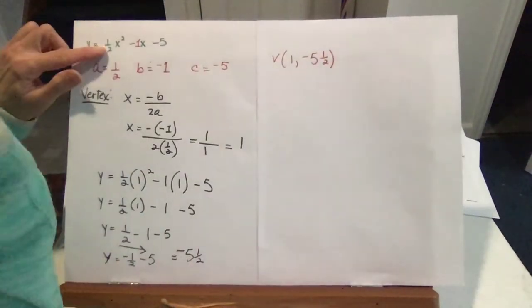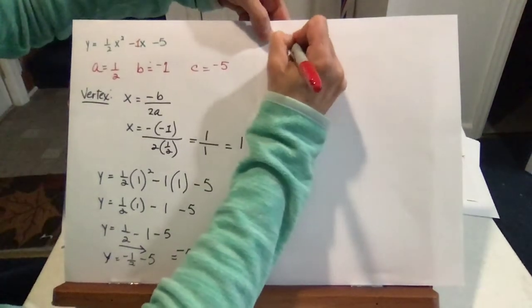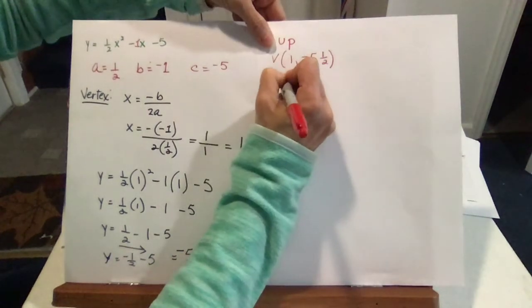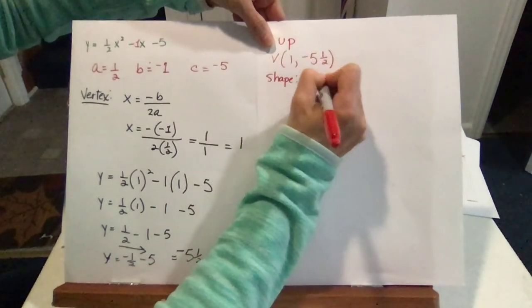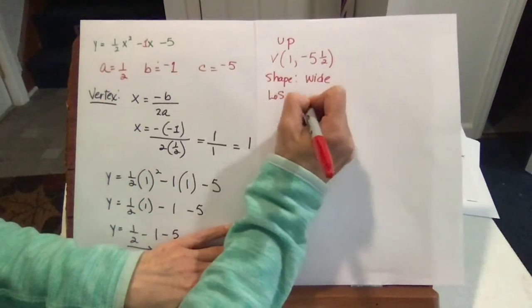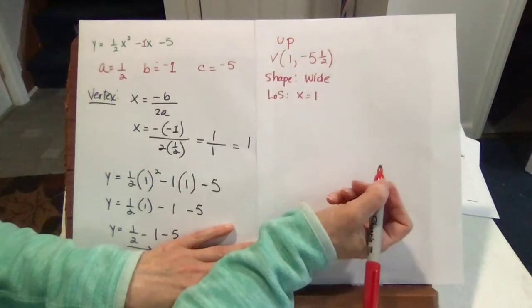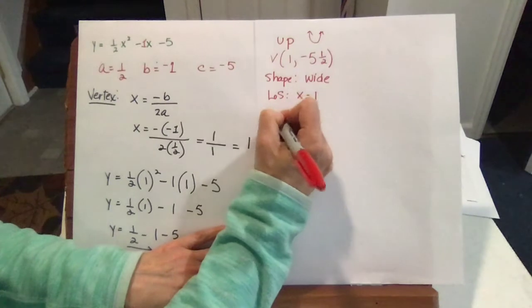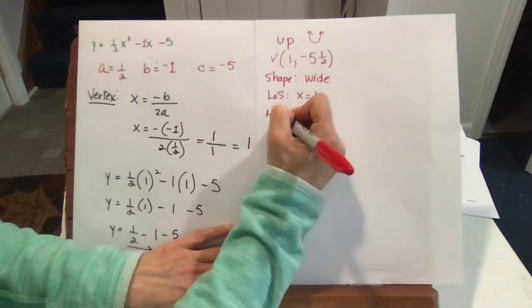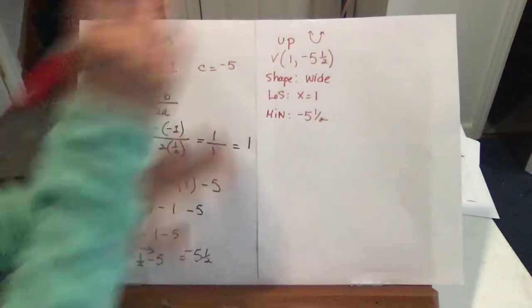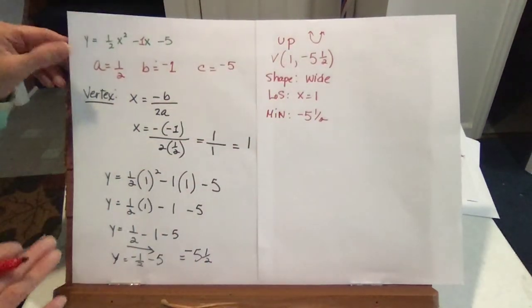We're looking at this and we know it goes up because a is positive, so our direction is up. We see that it's growing at half the rate as the parent, so we know the shape is going to be wide. And we can do our line of symmetry if we want here. X equals the x value of the vertex, so x equals 1. Because it's going up, we're going to have a minimum point, and the value is the y value of our vertex, so negative 5.5. So all that information gotten, let's graph it.